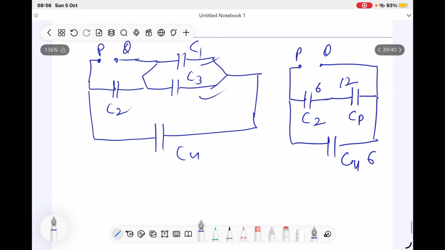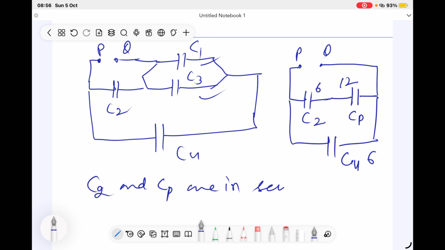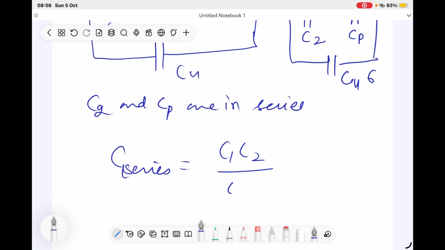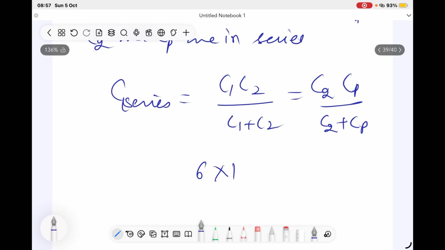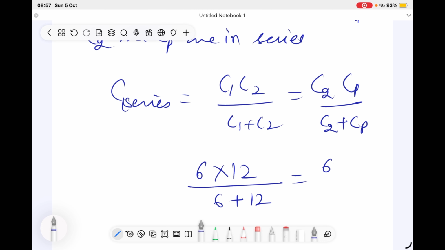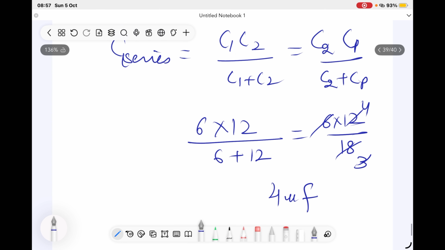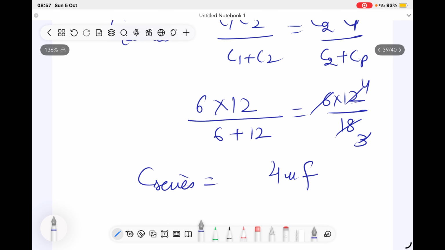Now C2 and Cp are in series. So you can find out C series for them. So C series will be just C1 C2 divided by C1 plus C2, that is, C2 Cp divided by C2 plus Cp. Let us substitute. It is 6 into 12 upon 6 plus 12. So it is 6 into 12 by 18. So it is 4 microfarad. So you should see C series is coming to be 4 microfarad.